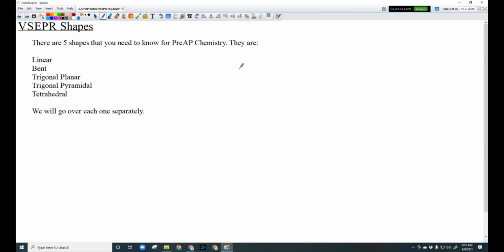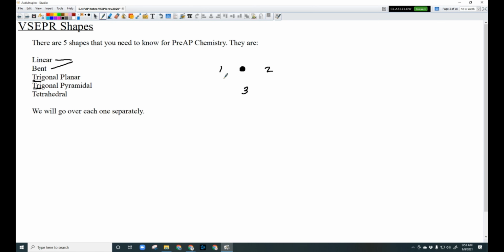Linear and bent are the interaction of 2 things bonded to a central atom. So, you know, when we're drawing our Lewis structures, we would have a central atom and then we'd have things connected to it. So linear and bent are when there's 2 things connected to the center. Okay. Tri, right here. So we have 2 cases where we have a prefix tri. Now we know tri means 3. So for these 2, there are going to be 3 things connected to the center.